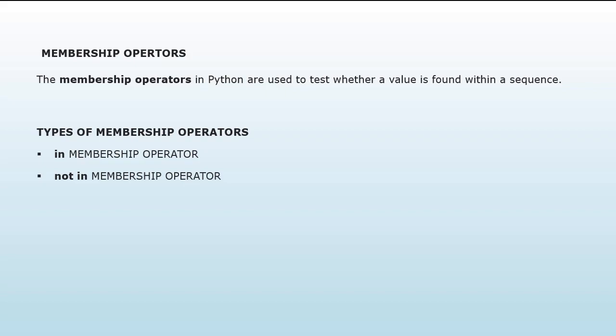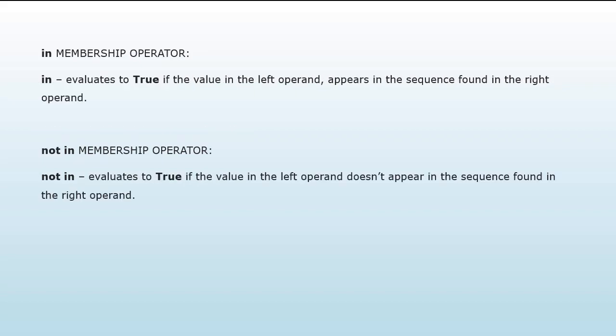So what is the usage of membership operator? Membership operators are used to test whether a value is found within a sequence. So what are the types of membership operators? In membership operator, not in membership operator. What is in membership operator? In evaluates to true if the value in the left operand appears in the sequence found in the right operand.